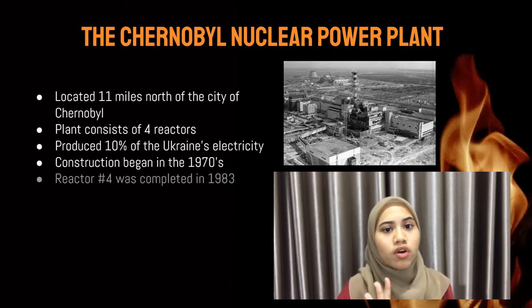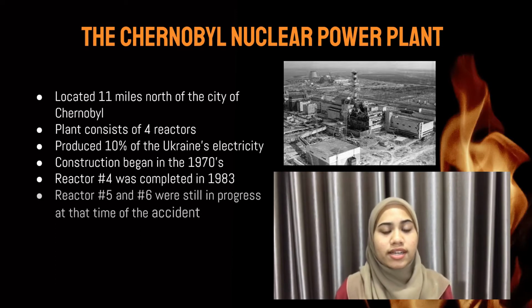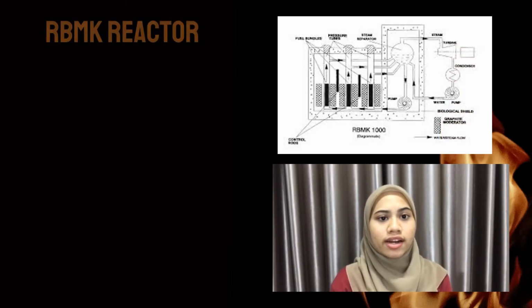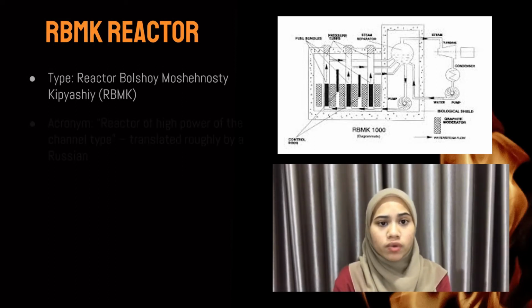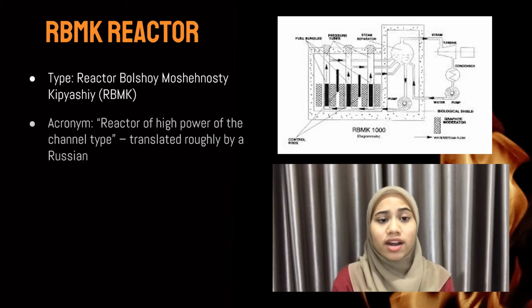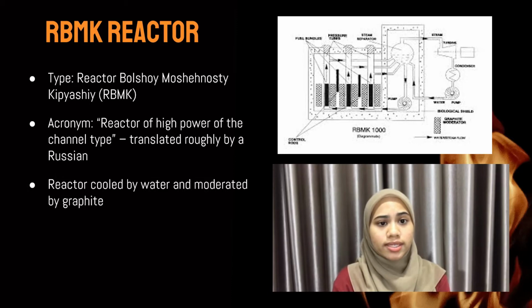Reactor number 4 was complete in 1983. At the time of the accident, reactors number 5 and 6 were still in progress. The type of nuclear reactor used is the RBMK reactor, the acronym for Reactor of High Power of the Channel type, as roughly translated from Russian. The reactor was cooled by water and moderated by graphite.